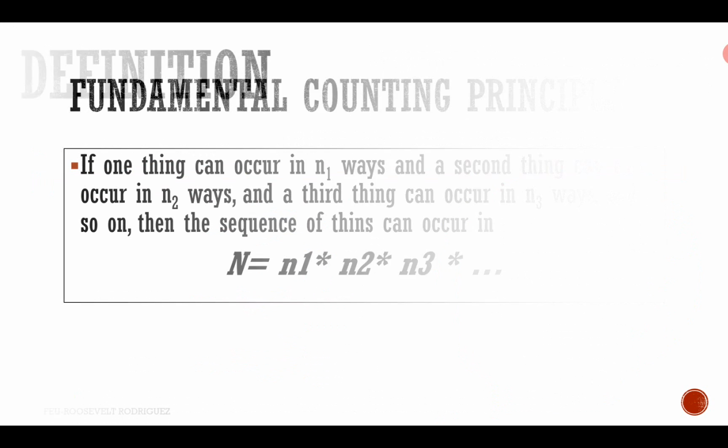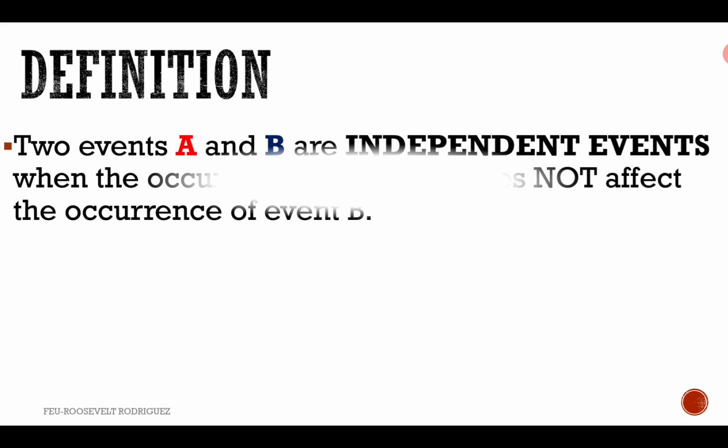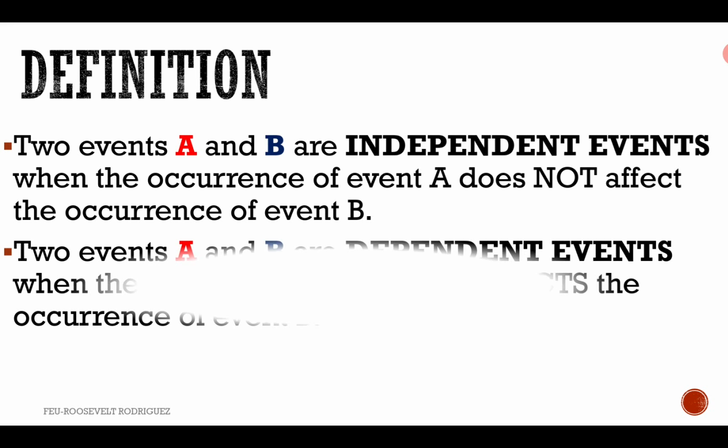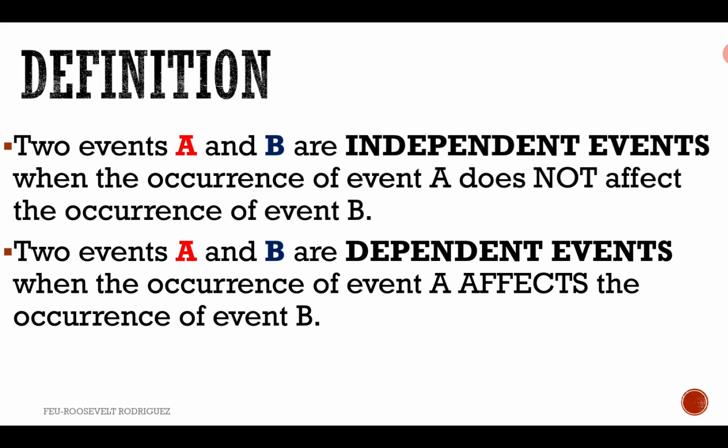Alright? So, by the way, here's our definition for the events. Actually, we have 2 sets of events. Number 1: 2 events, A and B, are independent events. That is independent when the occurrence of event A does not affect the occurrence of event B. Alright? If we encounter problems wherein our first event is not affected by the occurrence of our second event, that is independent events. Independent can stand alone.